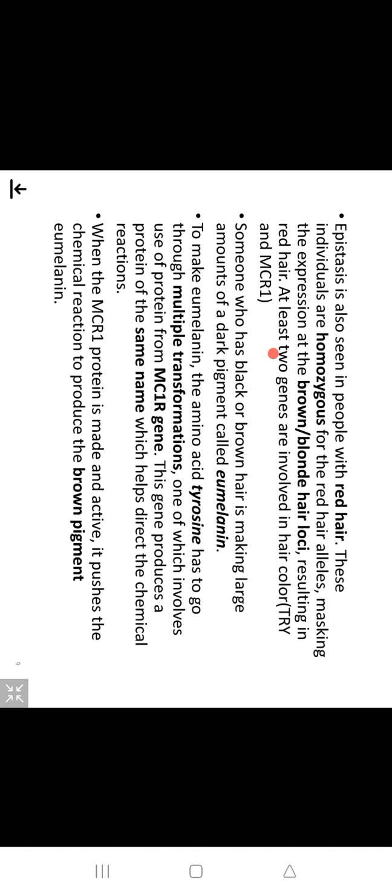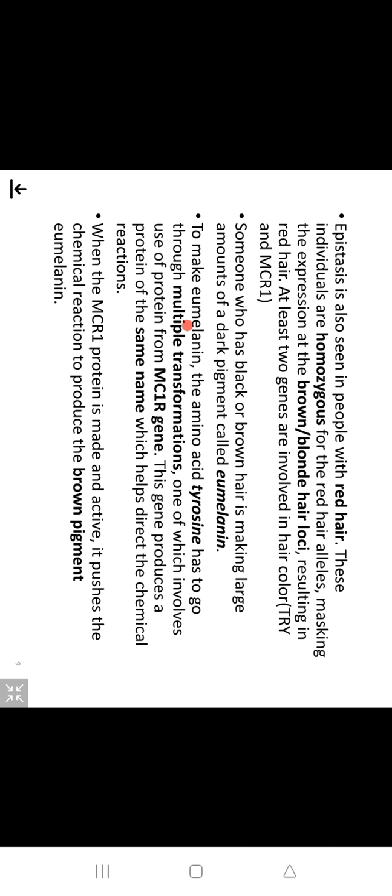So at least two genes, this is the point now, are involved in hair color. We have the TYR gene and the MC1R gene. People who have black or brown hair are making large amounts of a dark pigment known as eumelanin. So if you have black or brown hair, you are producing this pigment. And this eumelanin is affected by two genes, TYR and MC1R. So you see, two genes are interacting to determine your brown or black hair color.